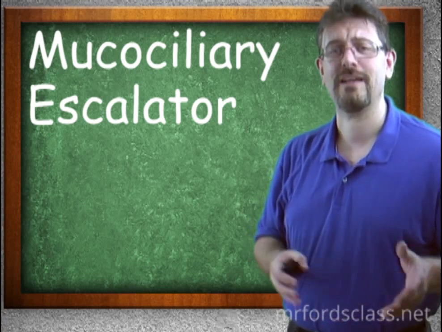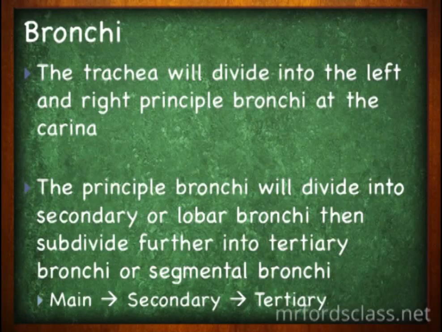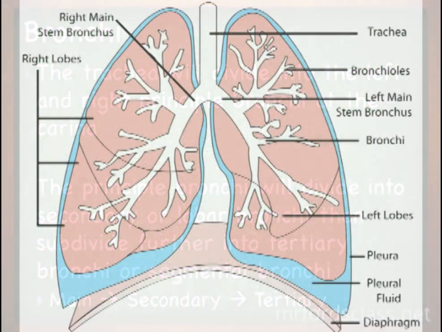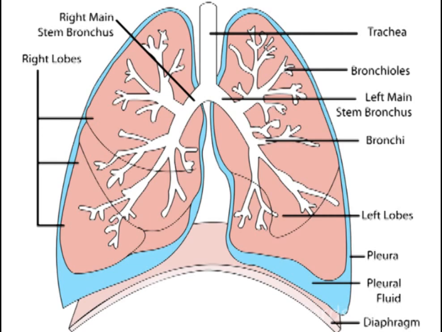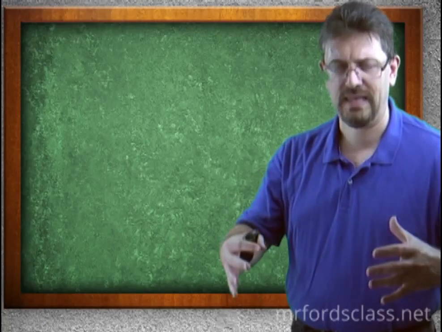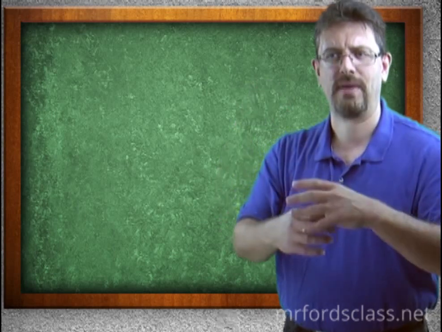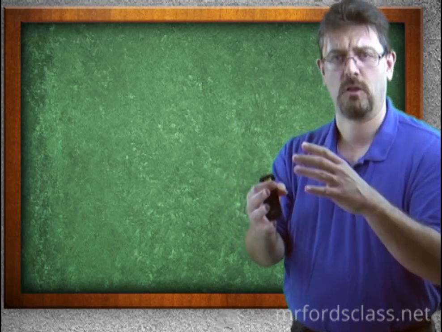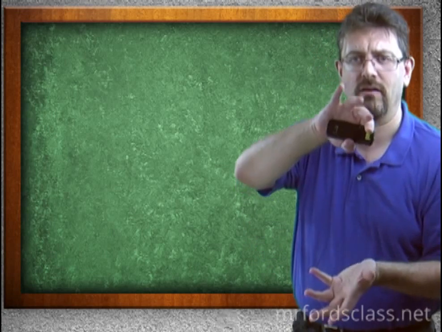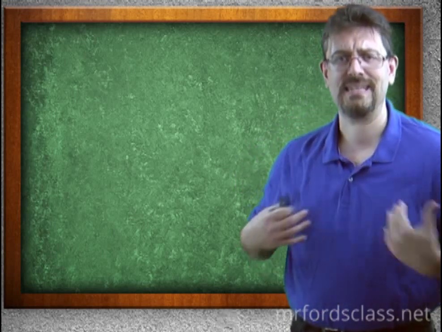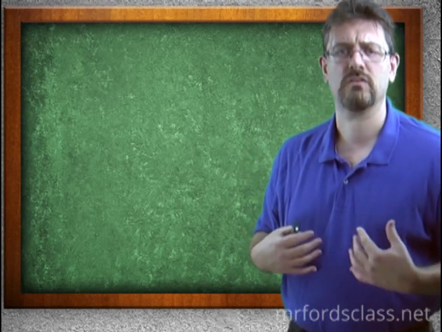Moving on to something more pleasant, and that would be the bronchi. The trachea will divide into the left and right principal bronchi at the carina, like we just said. The principal bronchi will then divide into secondary or lobar bronchi, then subdivide even further into tertiary bronchi or segmental bronchi. So they're going to get smaller and smaller and smaller. If you've ever seen an oak tree, you've got the big trunk, and then it branches off into big branches and then smaller branches and smaller branches. Now, flip that upside down and you have an idea of what's happening inside of our lungs with the bronchi.